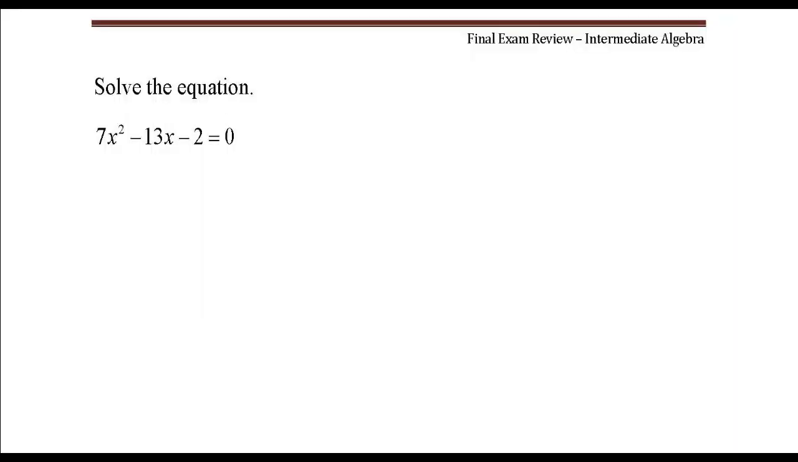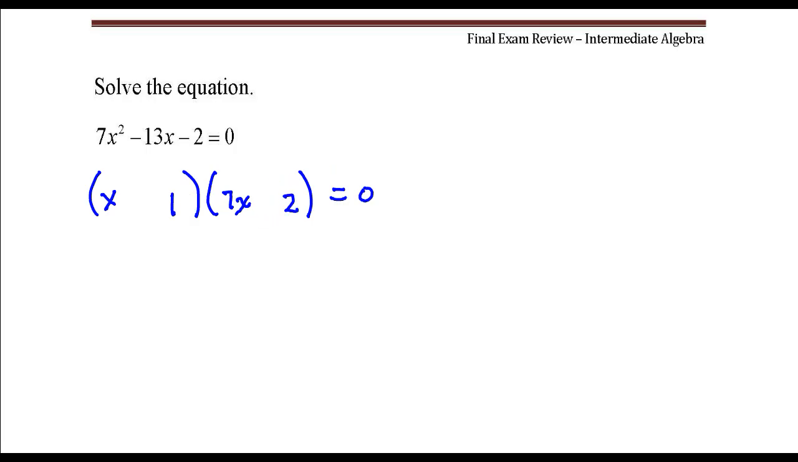Okay, I'm going to solve this equation by factoring. So I'm going to factor this into a product of binomials. First term, 7x squared, x times 7x, and then the last term, negative 2. The only factors of 2 are 1 and 2.